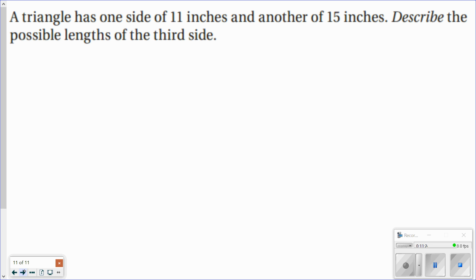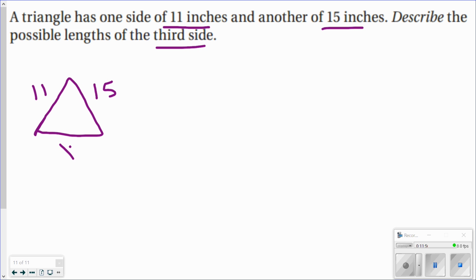A triangle has one side of 11 inches and another side of 15 inches. Describe the possible lengths of the third side. For this problem, we're actually going to have two different triangles. So let's draw one triangle. So we know we have sides of 11, 15, and x. Now we don't know what x is, that's what we're searching for. So x could either be less than 15 or greater than 15. So that's where we're going to have two scenarios. So I'm going to draw two triangles, and this is not drawn to scale.